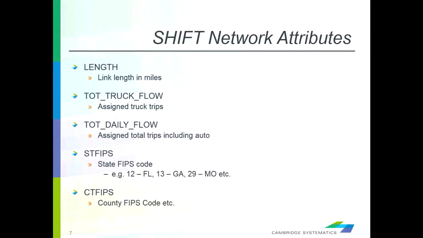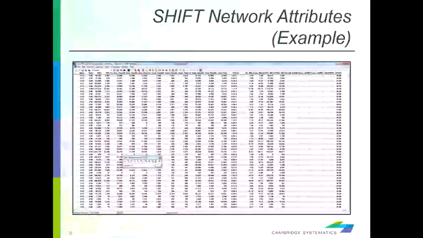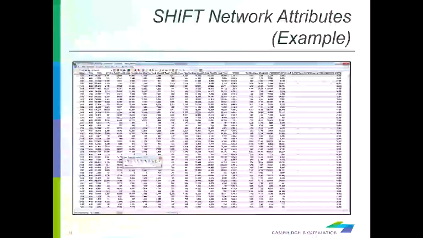So the attributes, I think I need to at least just briefly go through what we have from the perspective of developing the script. We have the length, which we need for VMT, and then we have the truck flow and the auto flow, and then we have the state code and the county code, which is needed for us to report by county for the states that report by county. And this is just a screenshot of the attributes in the network.